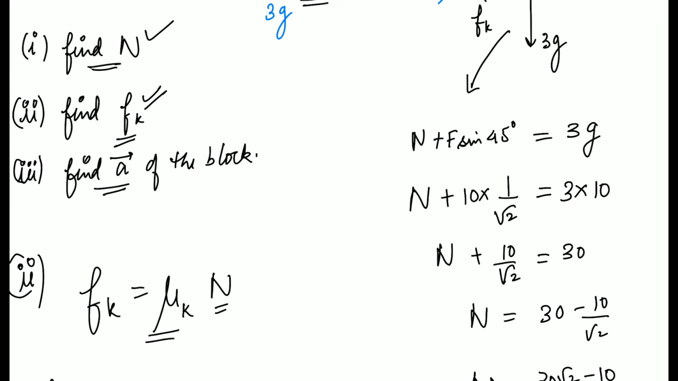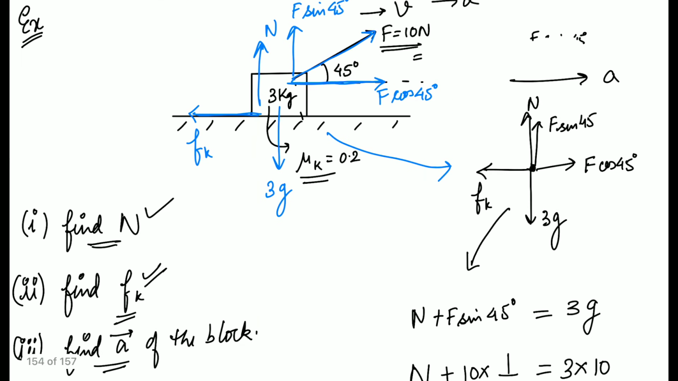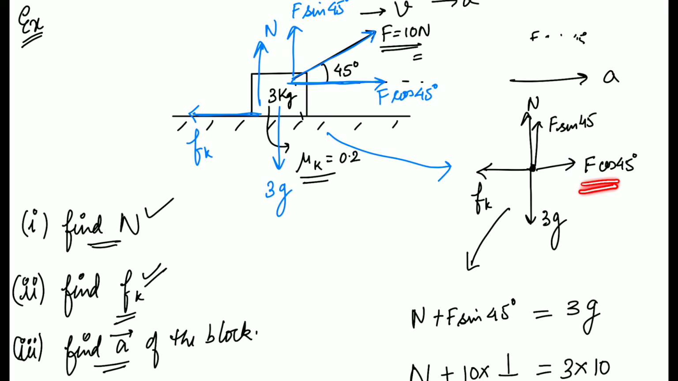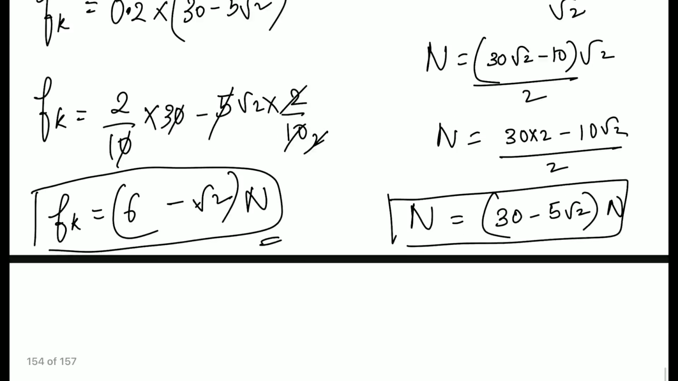Now find the acceleration of the block. Now you guys can see here there are two forces: F cos 45 and the frictional force. And we simply know F cos 45 is more because there is an overall acceleration in the forward direction. So I can write F cos 45 minus Fk equals mass times acceleration by Newton's second law of motion.